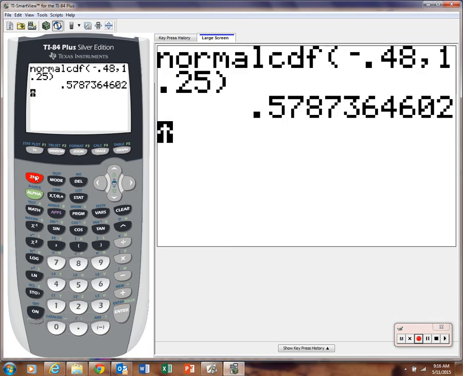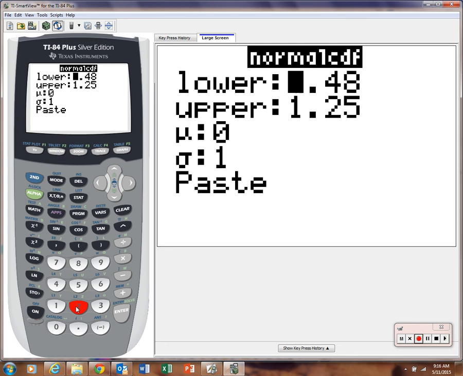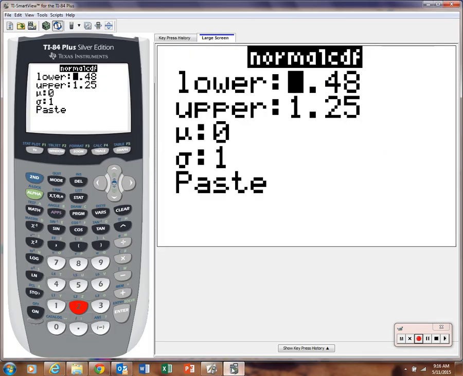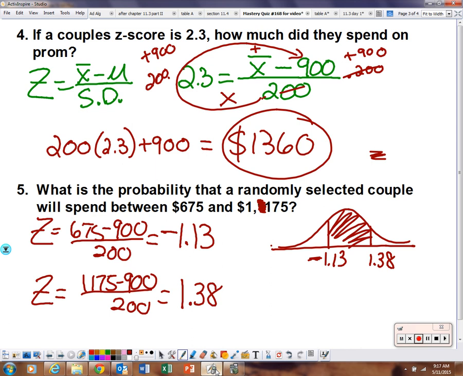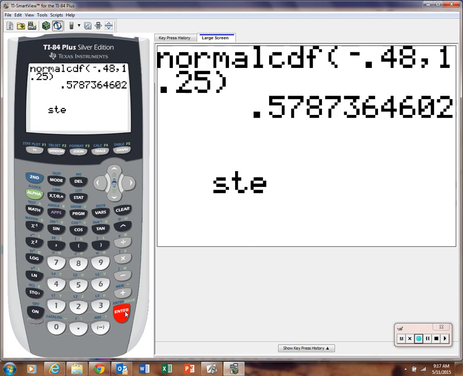So again, I'm going to go second vars. I'm going to pick normal CDF. My lower bound is negative 1.13, so I'm going to put negative 1.13. My upper bound here is 1.38, so I'm going to put 1.38. Again, if you're using the table, look up the 1.38 first, write that down. Look up the negative 1.13, write that down, subtract them, and you have your answer. All right, paste this in.